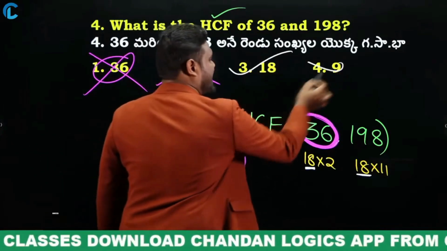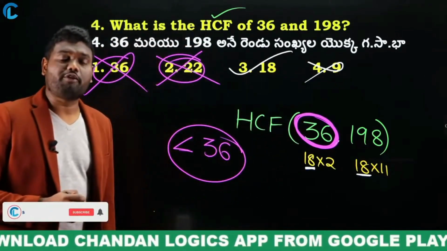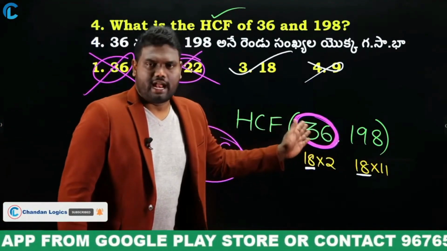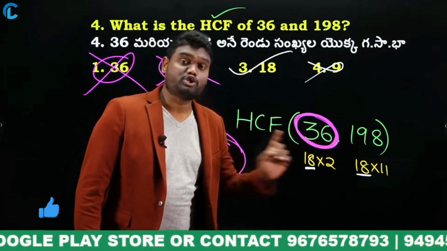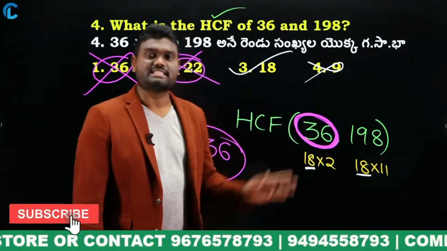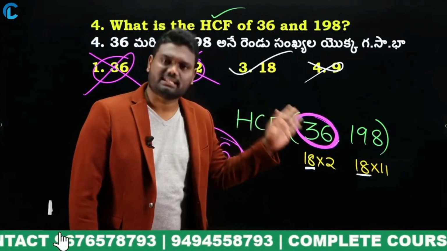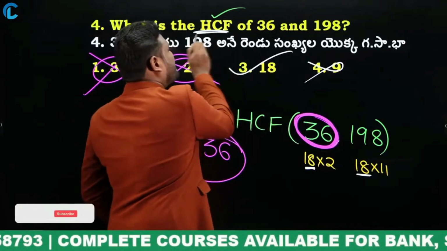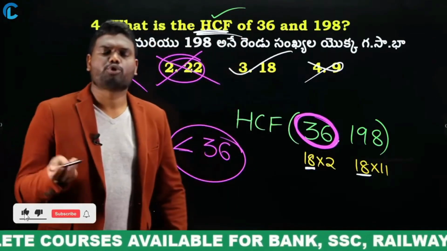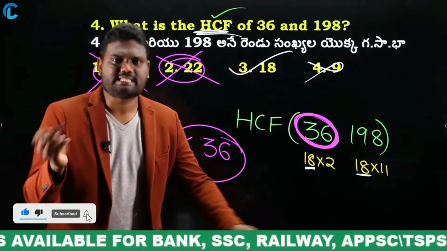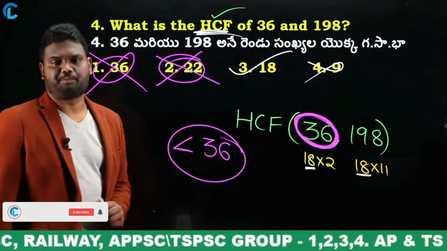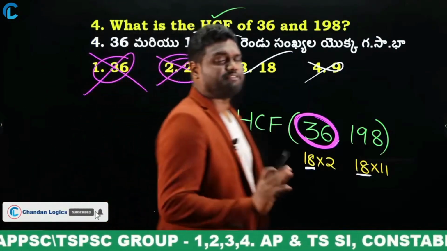And we should not say 9. Why? The reason is we are looking for the highest common factor. Actually 9 is also a factor of both, but we should not say 9, because 18 is higher when compared to 9. So we are looking for the highest common factor. Between 18 and 9, the highest number is 18. So definitely our answer is going to be 18. Is that clear? Simple straightforward point.